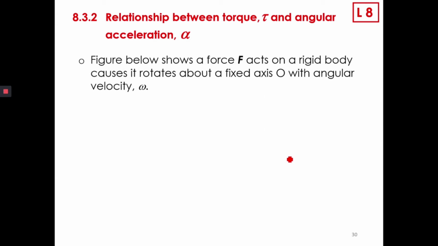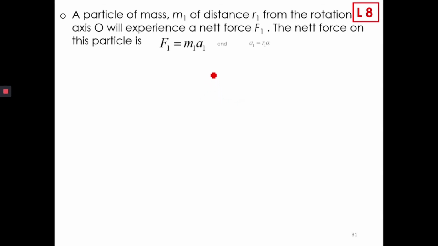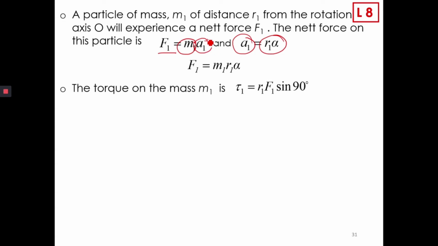Relationship between torque and angular acceleration. In this figure, when you have mass and r and you apply a force, the force acts on a rigid body and causes it to rotate. So how do we calculate torque? Force equals ma, so force 1 equals mass 1 times a1. And based on the previous subtopic, you can relate a with the rotational quantity, a equals r alpha. When you change a into alpha, it will be M R alpha.